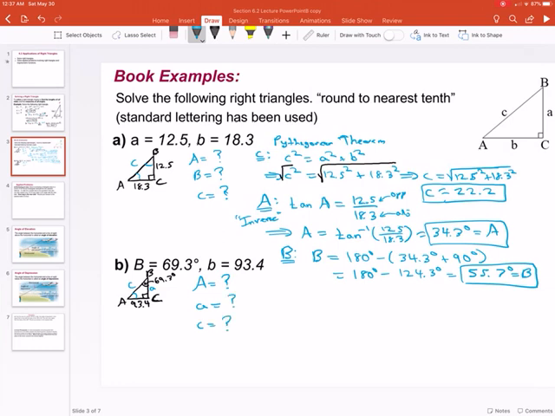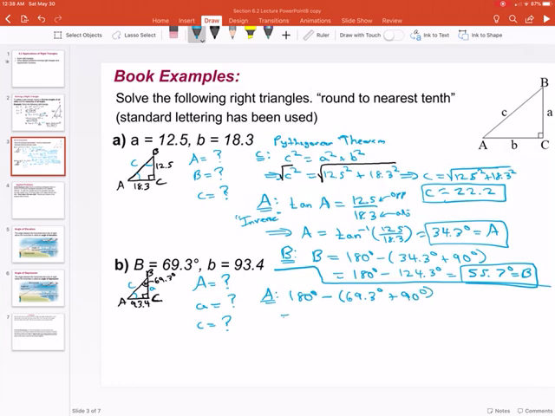Now, we've got two of the three angles. So the first thing I'm going to do is find angle A. Again, all three must add to 180. So it's 180 minus the sum of the two that we have. We have angle B, given to be 69.3 degrees, plus angle C, which is 90 degrees.